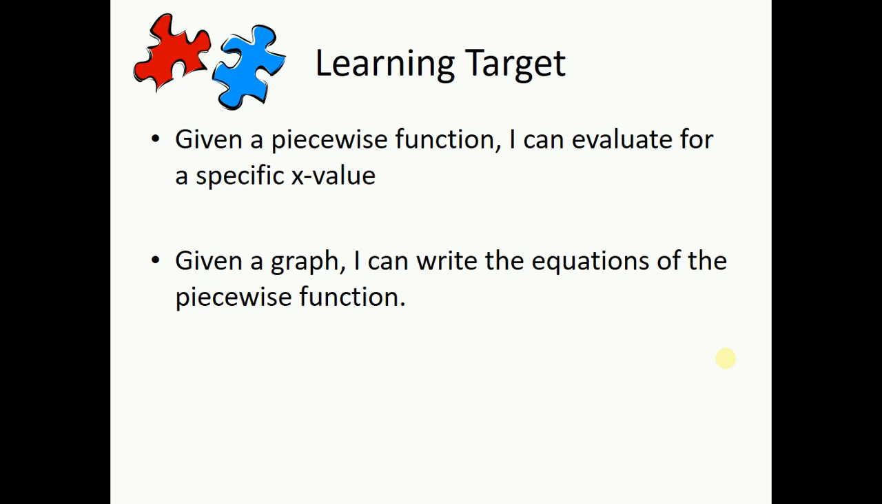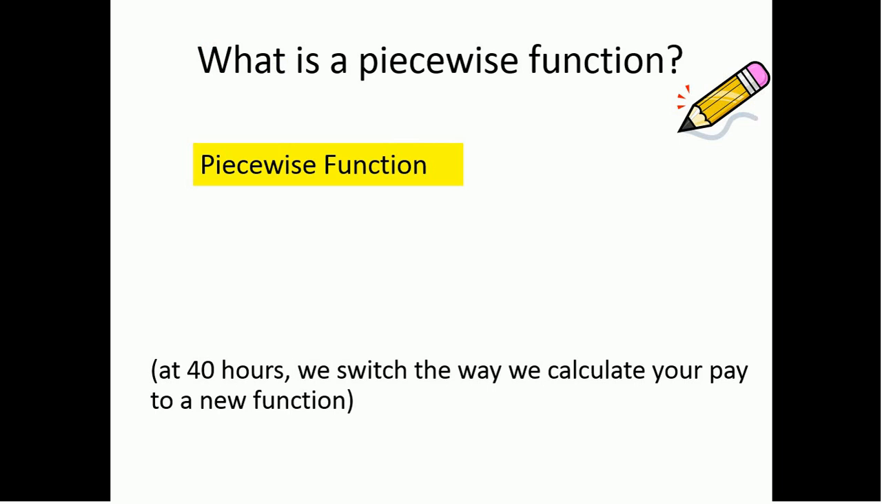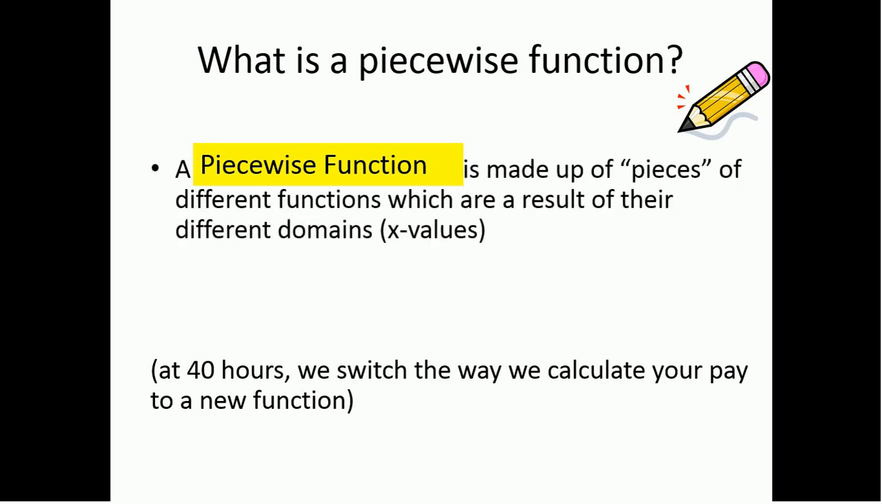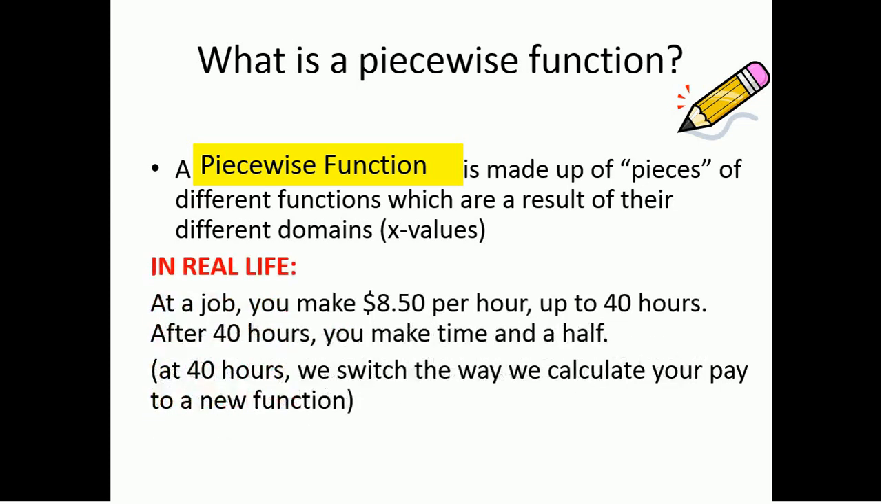So let's get started. So, what is a piecewise function? We kind of looked at these already. Basically, a piecewise function is made up of pieces of different functions which are a result of their different domains. So, in real life, this is basically what a piecewise function is. At a job, you make $8.50 per hour up to 40 hours, but after 40 hours, you make time and a half. So, at 40 hours, we switch the way we calculate your pay to a new function.